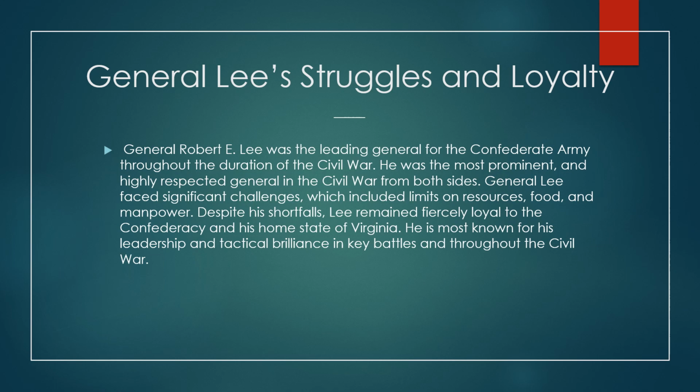General Lee's struggles and loyalty. General Robert E. Lee was the leading general for the Confederate Army throughout the duration of the Civil War. He was the most prominent and highly respected general in the Civil War from both sides. General Lee faced significant challenges, which included limits on resources, food, and manpower. Despite his shortfalls, Lee remained fiercely loyal to the Confederacy and his home state of Virginia. He is most known for his leadership and tactical brilliance in key battles throughout the Civil War.